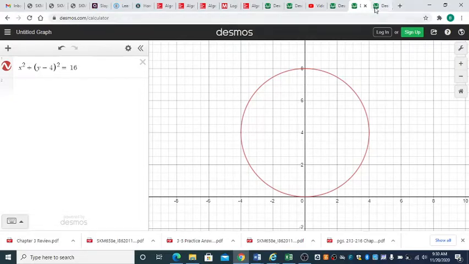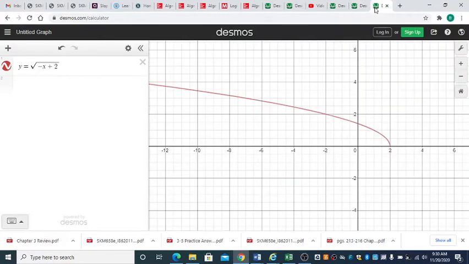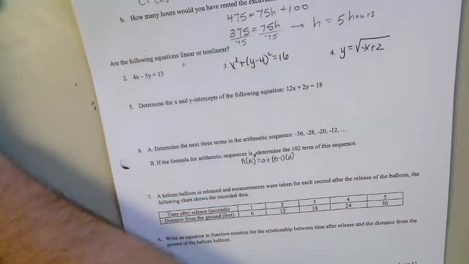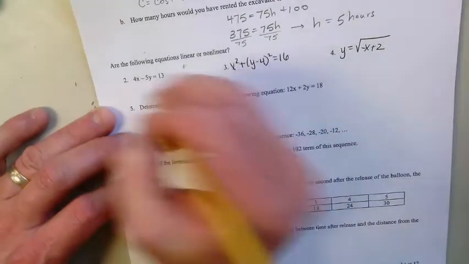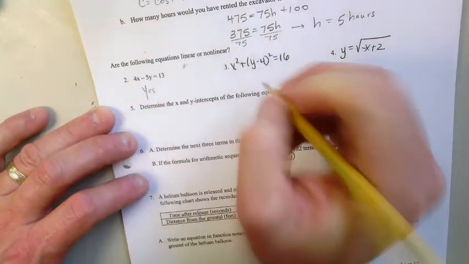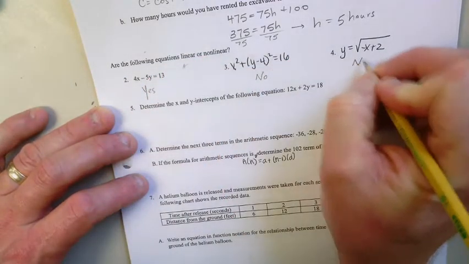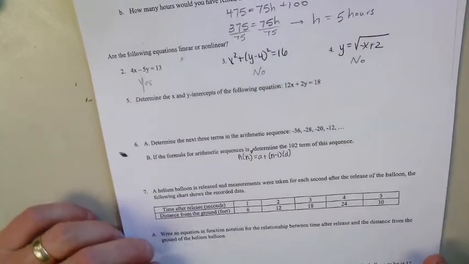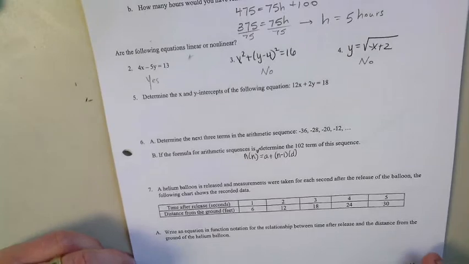So the second one is no, definitely not linear. And the last one, ooh, that's kind of a cool shape. Not linear either. So as we look at those, if I go back to this right here, I'm going to say yes, no, and no. Okay? So make sure you use Desmos on those if you have questions.